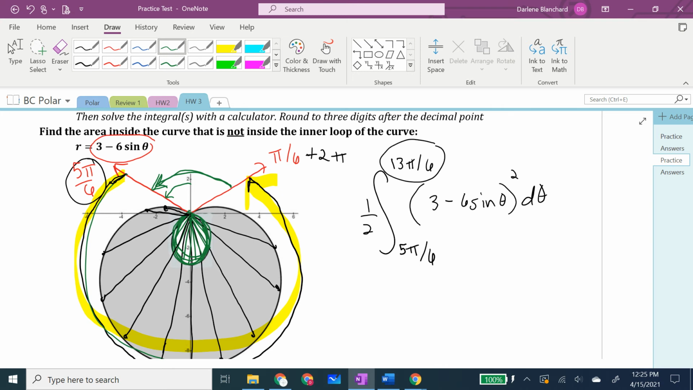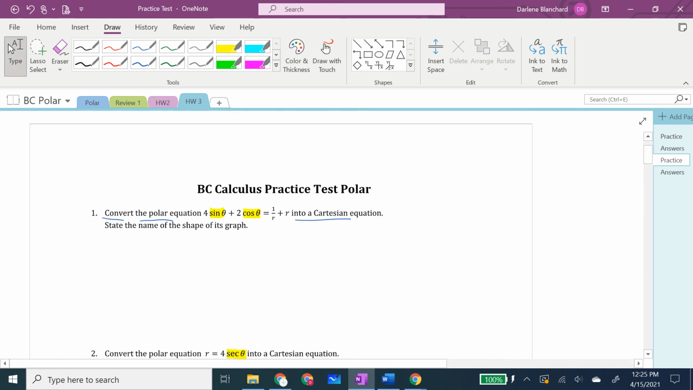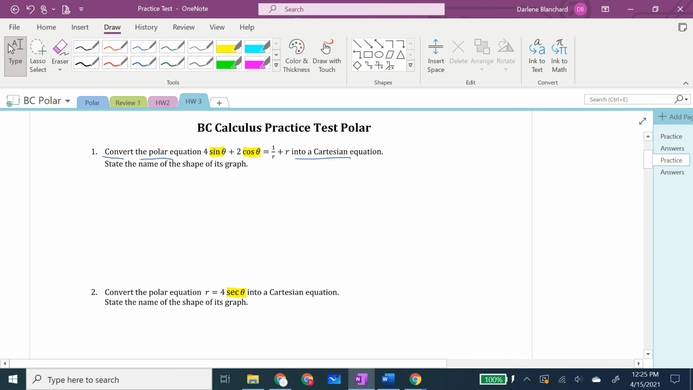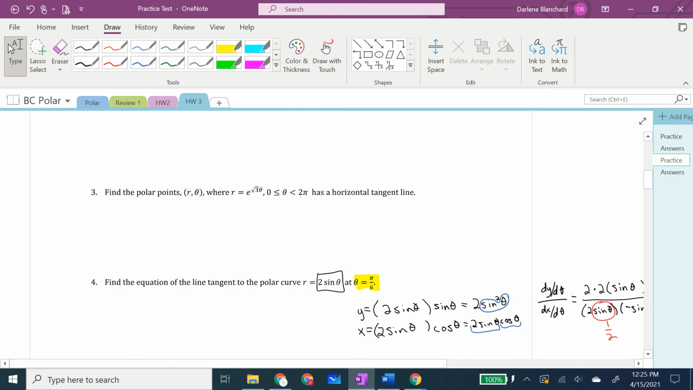Okay, we are at the 10-minute warning moment. So now, oh wait, can you repeat what numbers? Okay, so on the test tomorrow, you will have a problem like 1 or 2 with converting polar to Cartesian, but I will not ask you to state the name of the shape of the graph. You will not have a problem like number 3, but number 4, I would make it a lot easier and just ask you for slope. Just slope at a point at the particular angle, not for the entire equation of a tangent line.